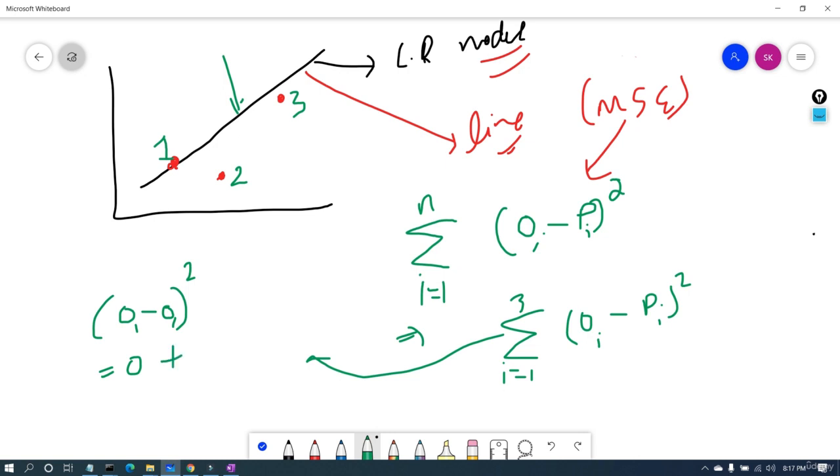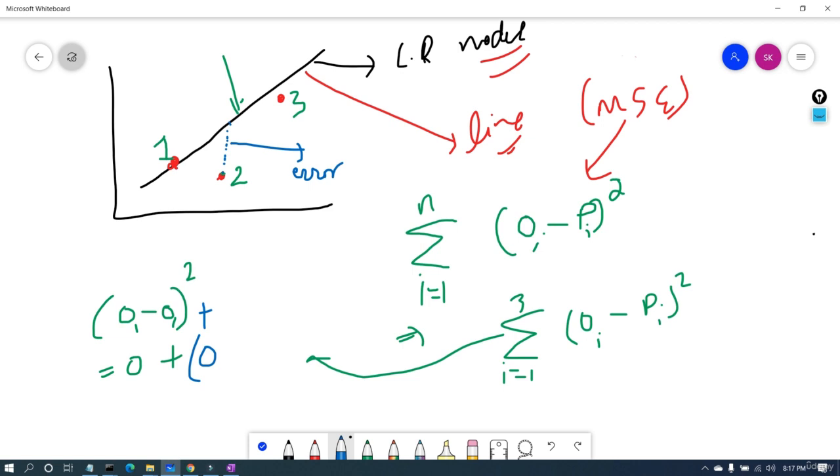Let's calculate for the second one. For the second point, the observed value is this point. But now we have this model here. Let's draw the distance to the model. You can see this distance is our error for data point 2. So now we don't have 0 for the squared error. For the second data point, the observed value is way off from the predicted value.